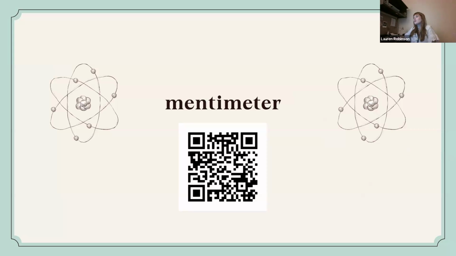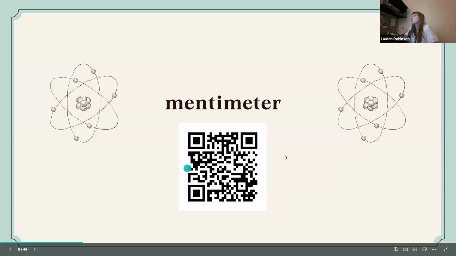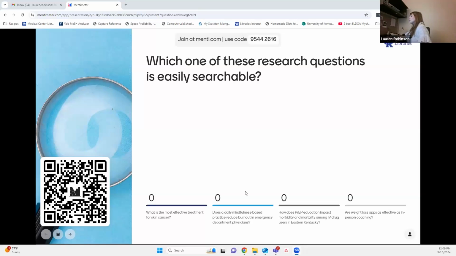So if we have just a moment, if people want to participate, you can scan this Mentimeter. There's also a code. You can go to menti.com. I'm actually going to share my other screen, and we're going to do this activity if people do not mind. This is just something I like to do to see which one you all think is the most searchable question. So you can scan the QR code on the screen, go to menti.com, and type in the code, 9544-2616. And then you can answer this question. I'll give us just a few seconds if people would like to participate.